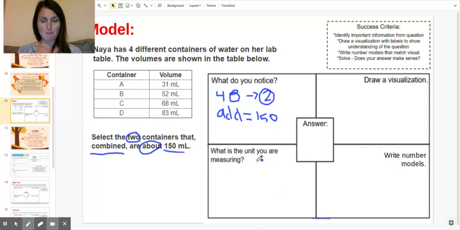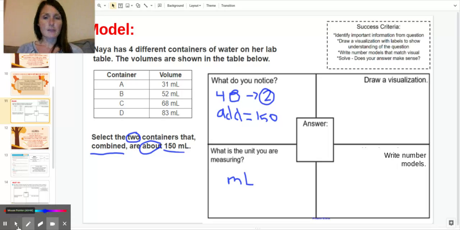So now it says, what is the unit I'm measuring? Well, this says milliliters is what they are, and it tells me right here, select the 2 that are combined are milliliters. So my unit today for this problem is milliliters. Remember, I told you that each one of these is going to be a different problem. It's going to be a different unit we're measuring. This time we're measuring water, like liquid. Sometimes in these stories, you're going to be measuring distance, like length, with rulers, maybe inches or centimeters. They might be shown with mass, how much something weighs. So that's why it's important to look at the unit here.